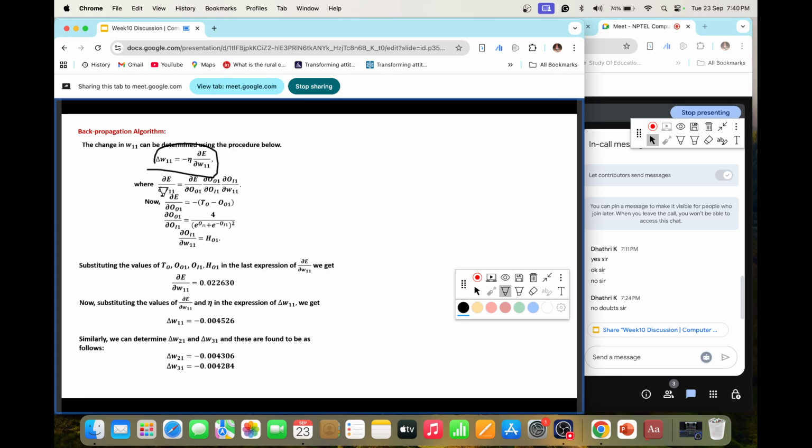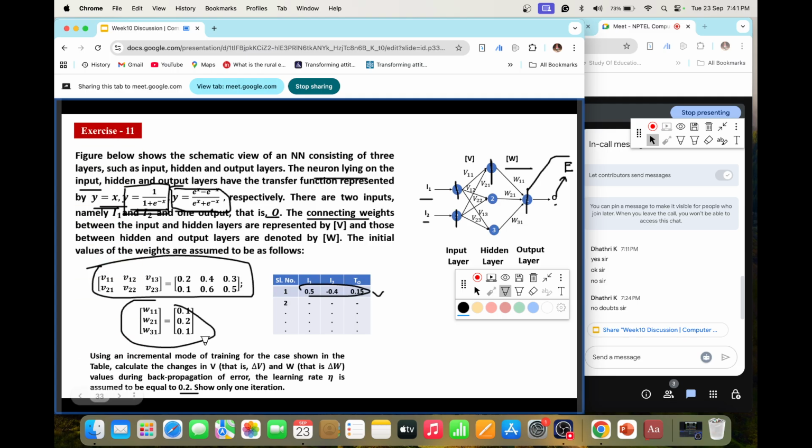Del E by del W11 can be calculated by this: del E by del O1, times del O1 by del OI1, times del OI1 by del W11. Ultimately we have to calculate del E by del W11, but we cannot go directly because we have this neuron in between. So we have to go by a chain. This is nothing but the chain rule of derivation. By this we can calculate del O1 by del W11, and then we can easily get delta W11, because eta is already known, given in the question as 0.02.